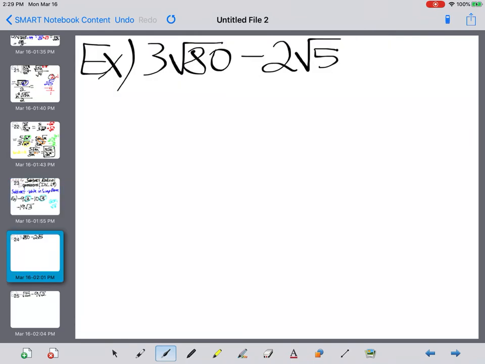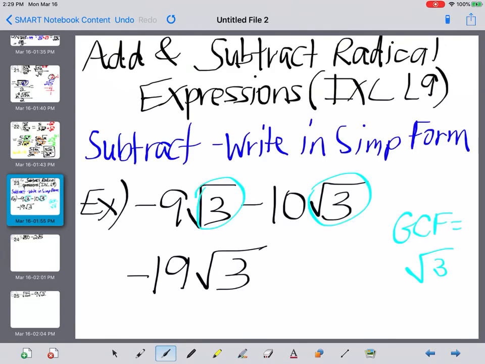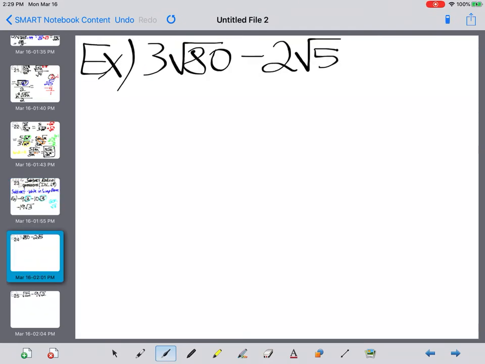But if we look at the next example, it gets a little bit tougher. On this one, notice I have 3 times the square root of 80 minus 2 times the square root of 5. So I don't have a greatest common factor here because 80 and 5 are completely different. Here, we had the exact same thing. I had square root of 3 on both. And this one, I don't have that. So we want to break this down so that I can actually do some kind of combination.